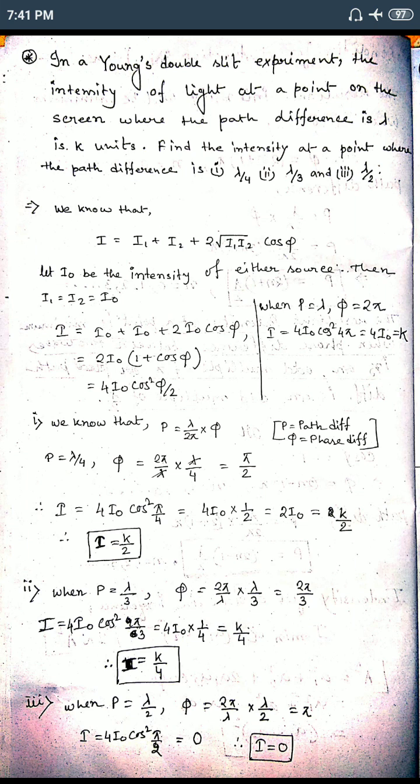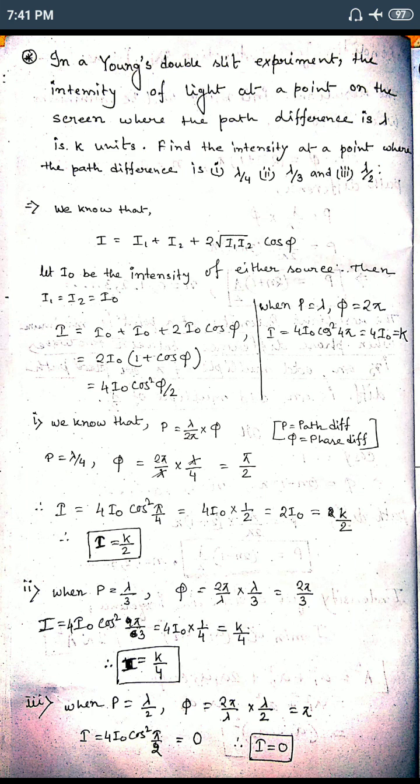If we put this value in the equation I equals 4 I0 cos square phi by 2, in place of phi we put 2 pi. We get I equals 4 I0 cos square pi, that is equal to 4 I0, that is equal to k. Clear? So the I0 value is denoted by k, and in place of 4 I0 we can write k. So I equals k. From the first hint we find out these things.